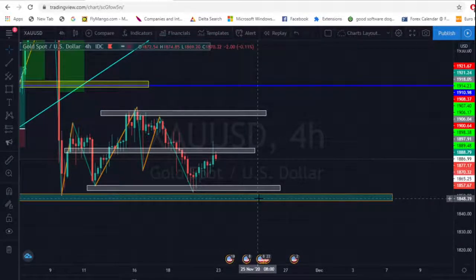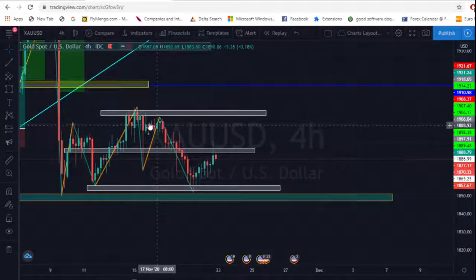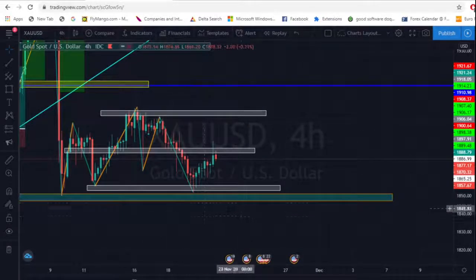I believe this is a range, an indecisiveness here, but I believe that this zone finally is going to be tested and most likely broken. But if it is not going to break, we are going to enter here.